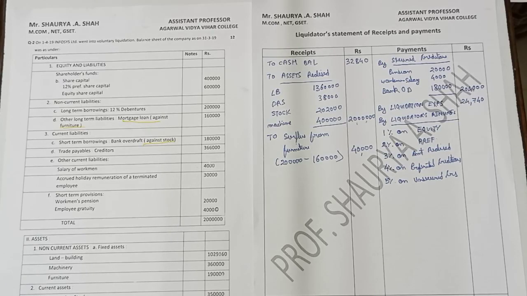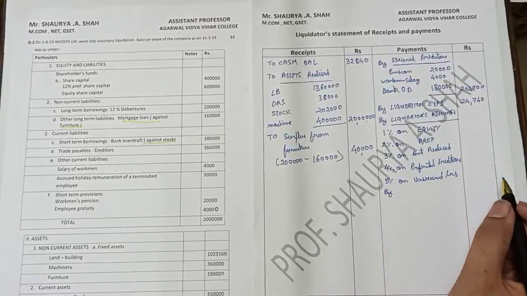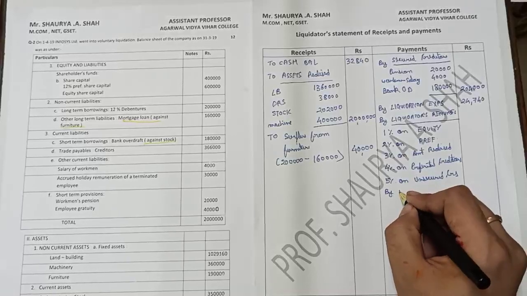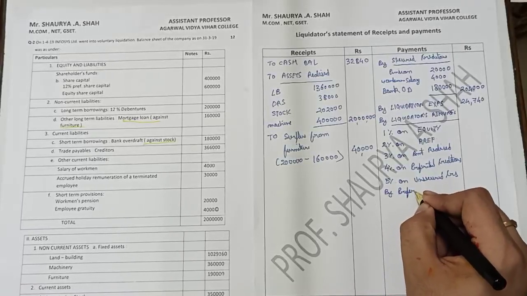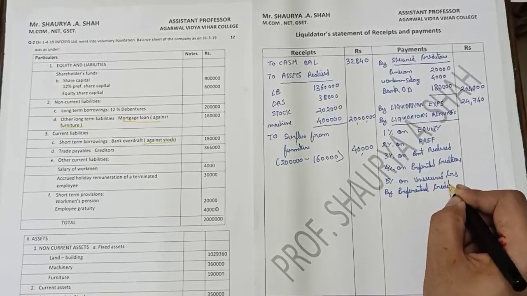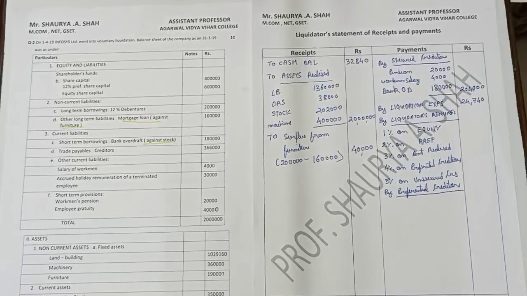So what we'll do, students, is first of all I'll write down. After that comes, as you all know, first is secured, then liquidation expenses and remuneration. Then you write down by preferential creditors. This is not preference shares, this is preferential creditors, right? So by preferential creditors, now here, students, what do you include in preferential creditors?